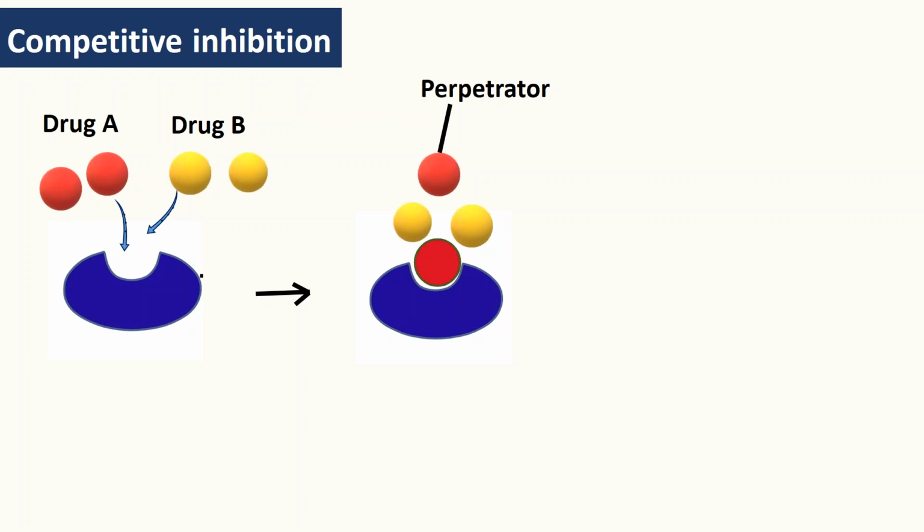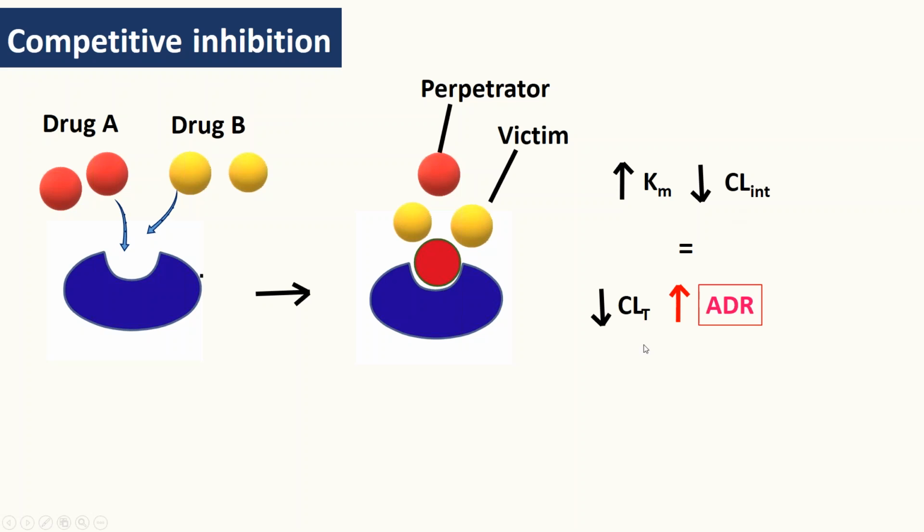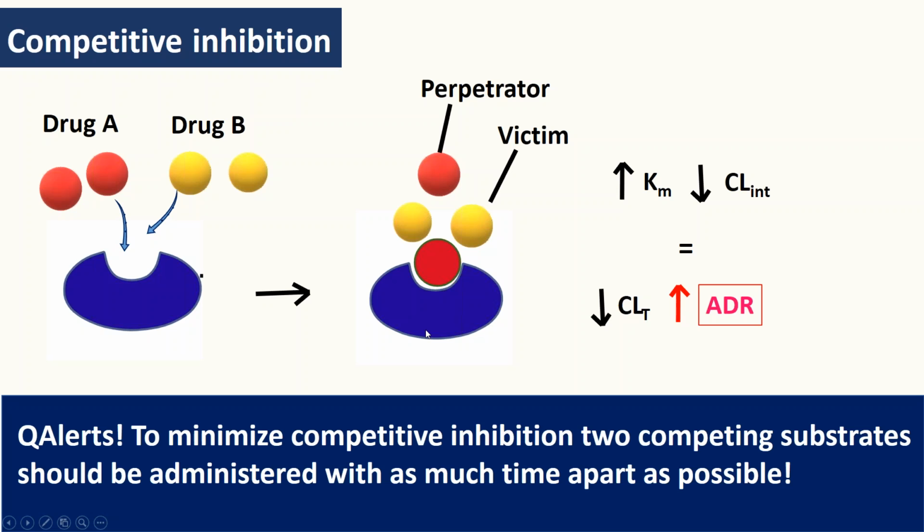One terminology often used in the literature is that drug A here is the perpetrator, whereas drug B is the victim. In this case, the victim drug has an increase in the Km, which eventually leads to a decrease in intrinsic clearance. Low intrinsic clearance means there is an increased risk of adverse drug reaction.